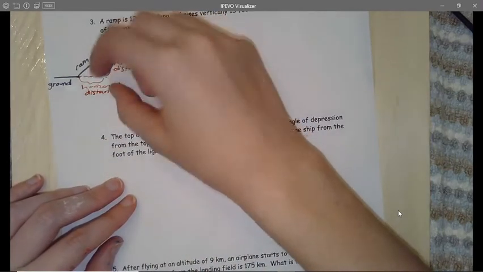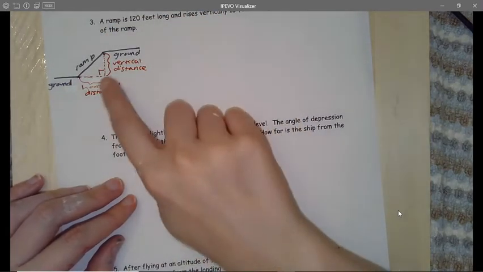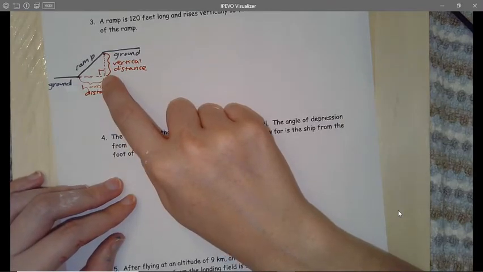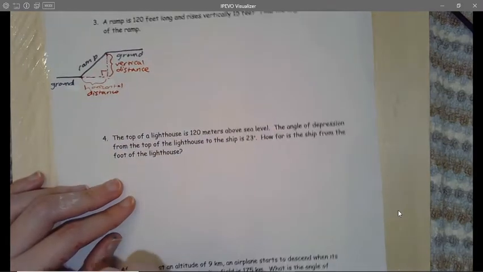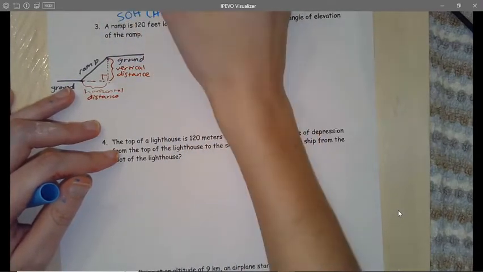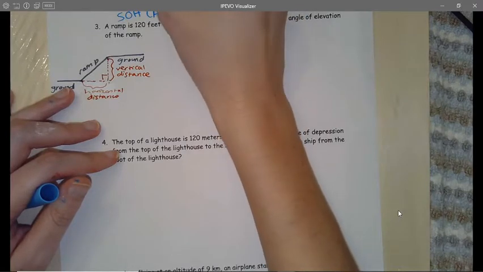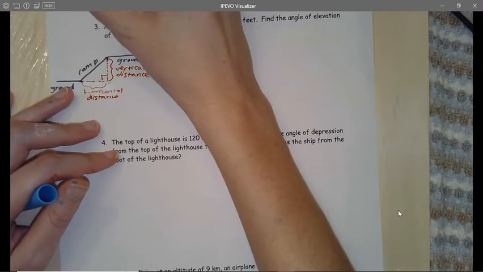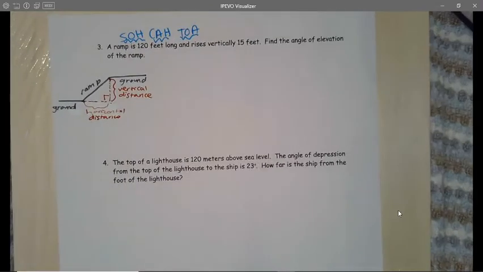And when the vertical and horizontal distance meet, guess what? They form a right angle, which means we have a right triangle. And we can now use sine, cosine, or tangent. Don't forget the nifty acronym SOHCAHTOA. Okay, so let's start labeling our picture and let's get started.